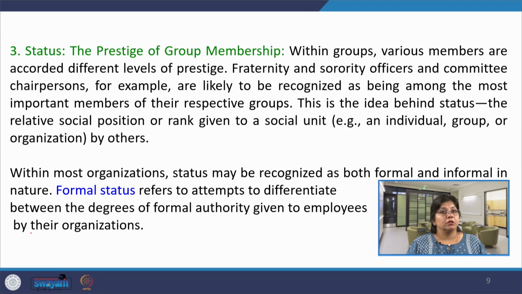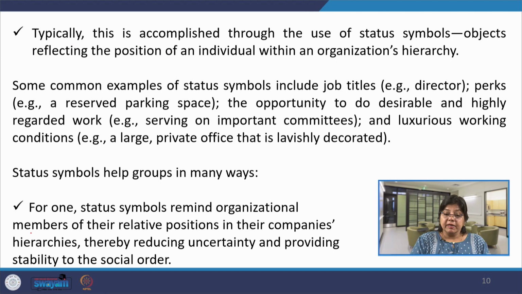of those positions. So, this is about formal status, where the degree of formal authority given to the employees by the organization will vary from one rank to another. Typically, status can be understood or reflected by certain status symbols. For example, objects reflecting the position of an individual within the organization's hierarchy. For example, it can be about job title, maybe the CEO, the chairman, the director.